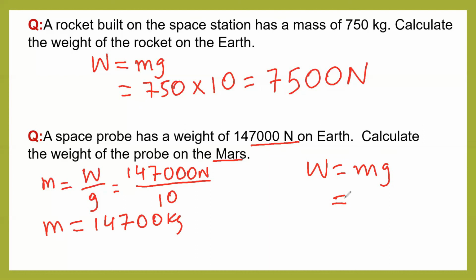Now we are going to use the formula of weight, W equals mg, to calculate the weight of the probe on the Mars. So the mass is 14,700 multiplied by the value of g on Mars. We take 3.7 or 4 approximately, so we can multiply by 4 to get the weight in newtons.